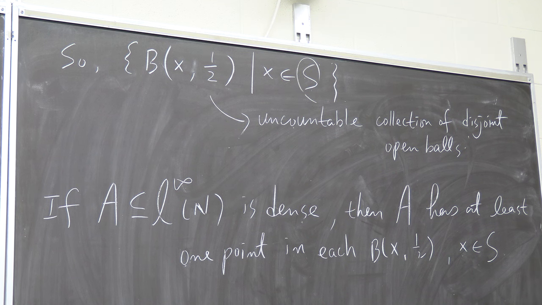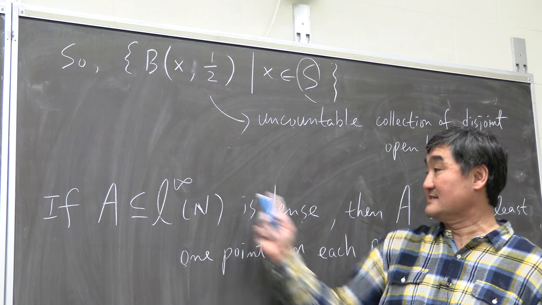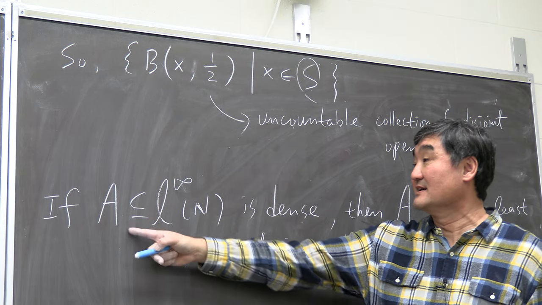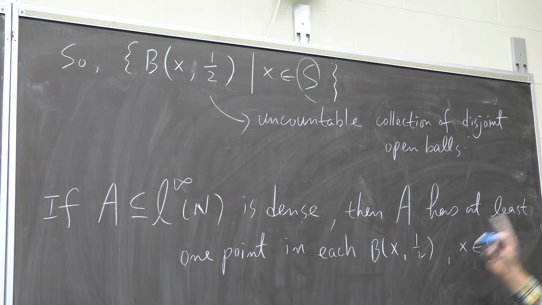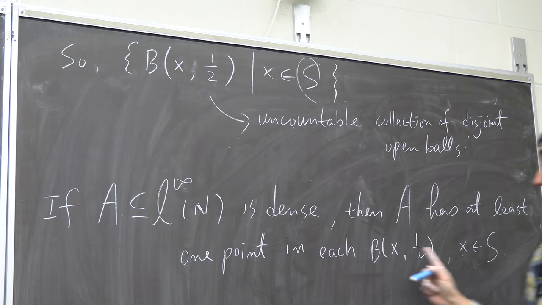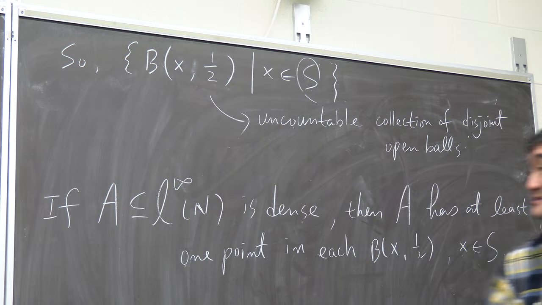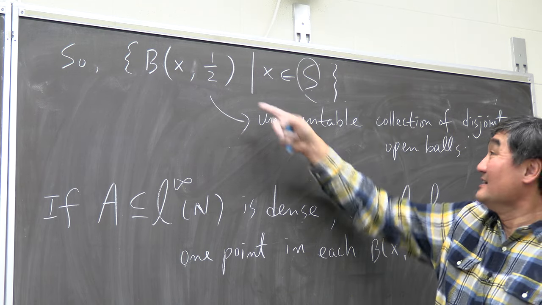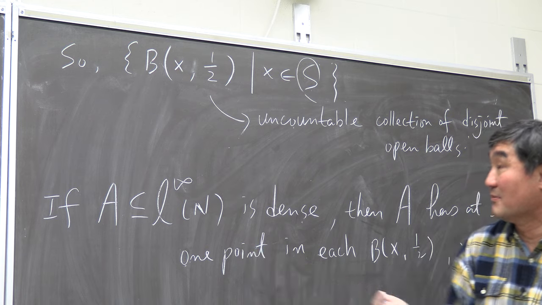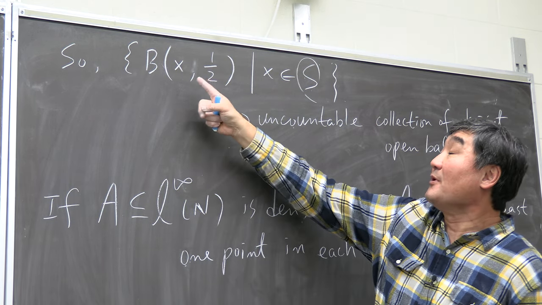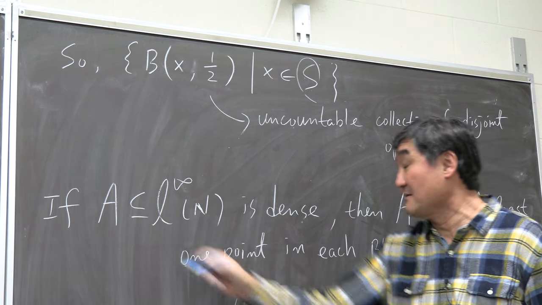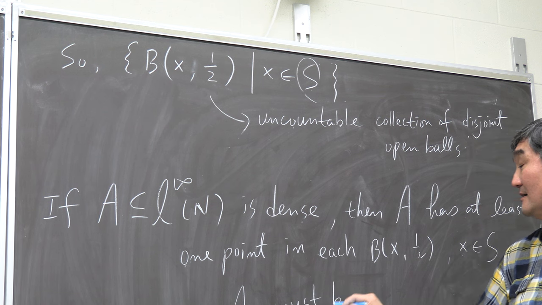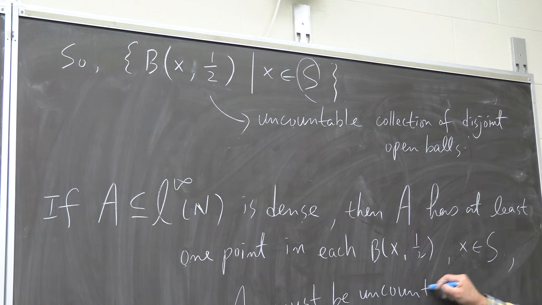Then what does that mean? If the subset A is dense, then by the definition of denseness, the subset A must have at least one point in each open ball in this collection. But we have uncountably many disjoint open balls, and the subset A has at least one point in each disjoint open ball there. Then we must conclude what? The subset A must be uncountable as well, right?